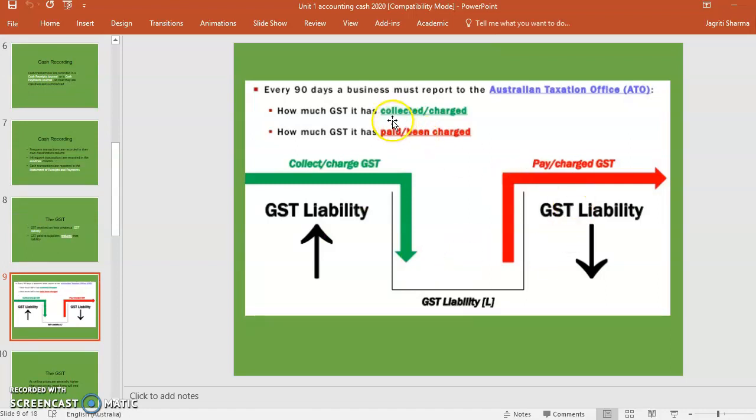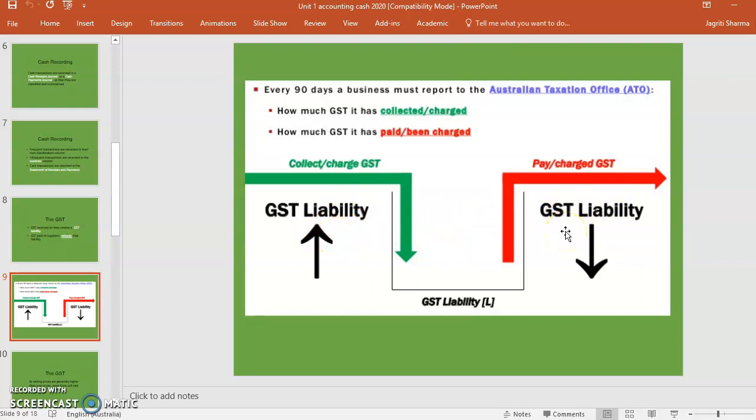So how much GST we have collected or charged, it means business, and every 90 days a business must report to the Australian Taxation Office, ATO. So GST has to be reported every 90 days, which is every 3 months, which is also called quarterly. Now how much GST it has collected and how much GST it has paid, so collected and paid, you need to subtract them to find out what is the GST liability.